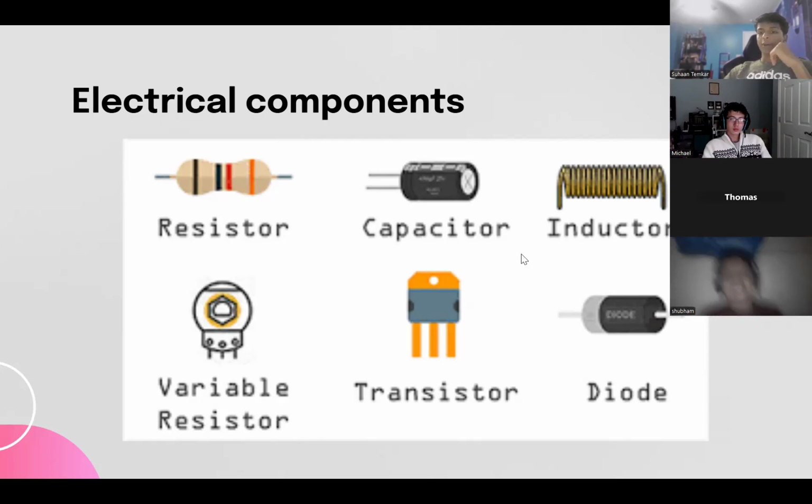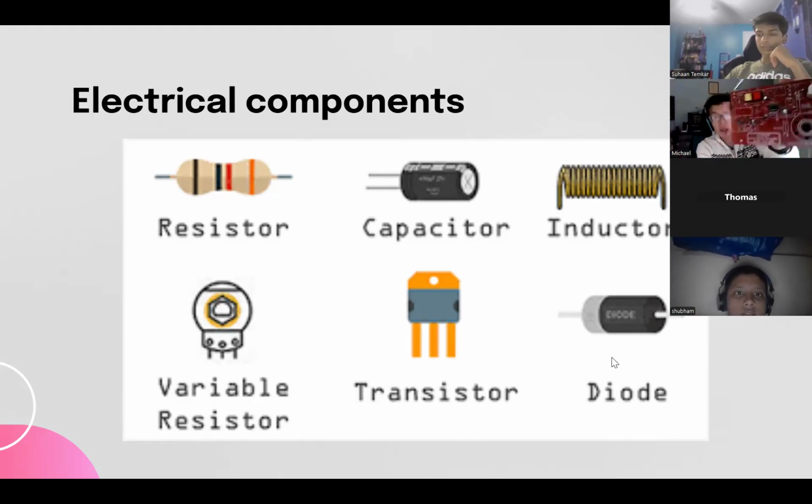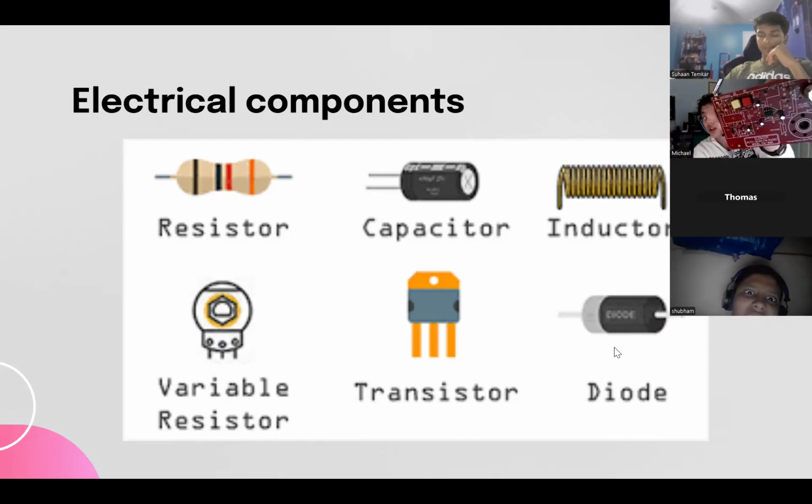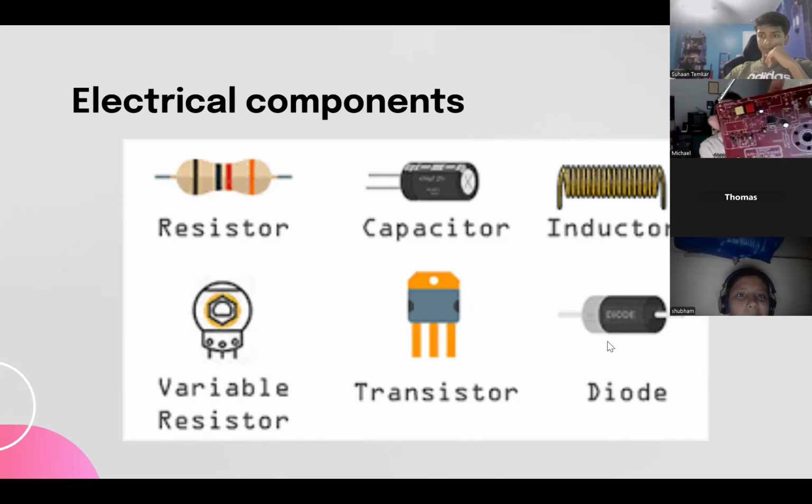Here we have capacitors, inductors, variable resistors, transistors, and diodes, all of which we will talk about later. These are just images of what those look like. And if you're wondering, this is a small FM circuit board. These are some of the same components on an actual circuit. It's kind of hard to see, but same components.